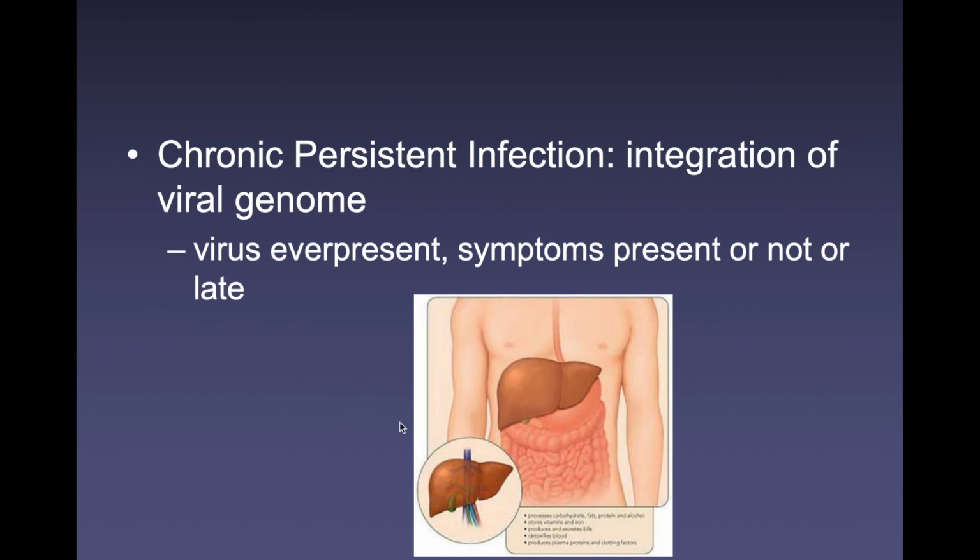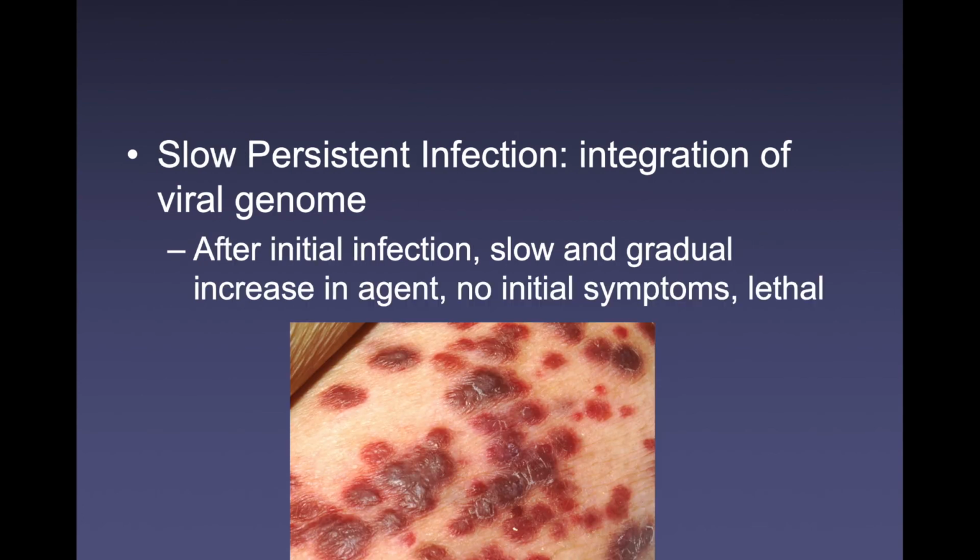For chronic infections, again, hepatitis is the most classic example of this. The virus is ever present, so always expressing virus particles for productive infection. In this case, the symptoms are present or not, or they can come late term as the disease progresses. Like with the liver, you gain a different type of disease presentation, which is called cirrhosis, as the liver degrades.